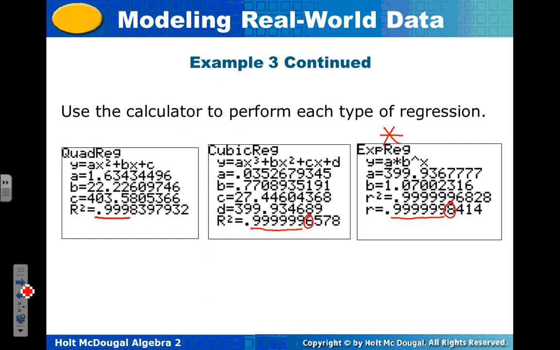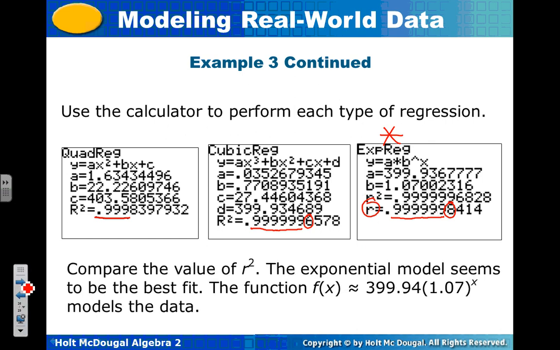So exponential regression is the one that fits the best because this number is closest to 1. So exponential regression would be the correct answer. So you would write down 99.94 times 1.07, because that's b to the power of x. That would be your answer, because exponential fits it best.